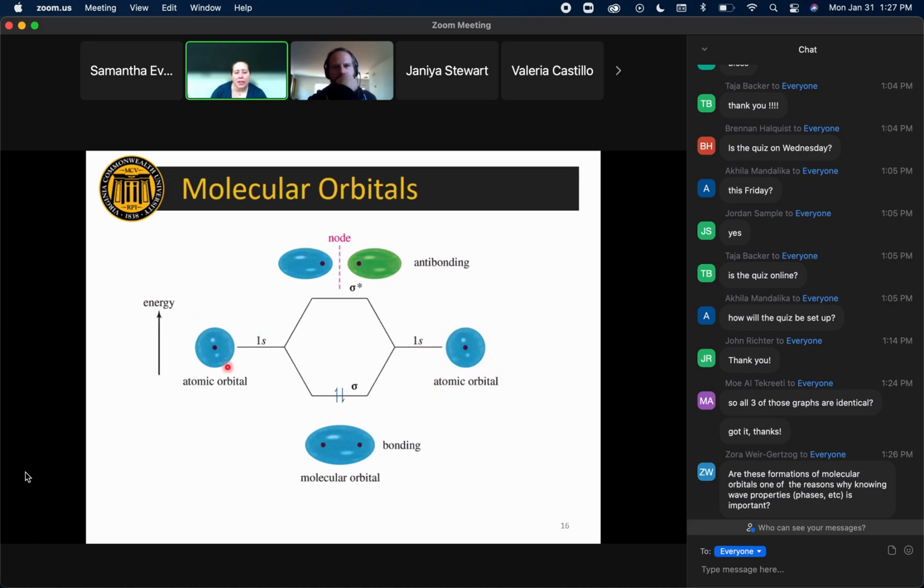If we bring them together using destructive interference, so instead of blue plus blue, we do blue minus blue. And remember, the negative of blue is green in this case. So when we bring together a blue and a minus blue, or a blue and a green, we get this kind of a shape, which is the antibonding orbital and the node in the middle.